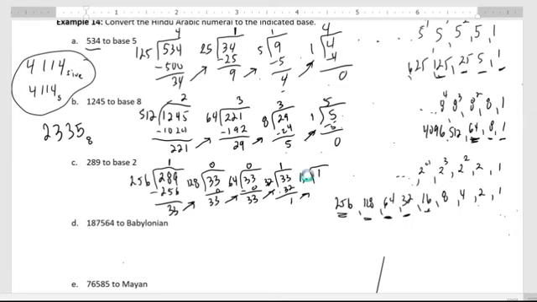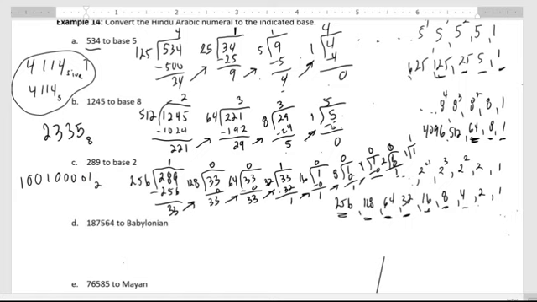So we're at 16. That goes in 0 times. And we keep going. Now we do the 8. The 4 goes in 0 times. The 2 goes in 0 times. And last one is going to be a 1. So the number 289 in base 2 is going to be 1 0 0 1 0 0 0 0 1 base 2.